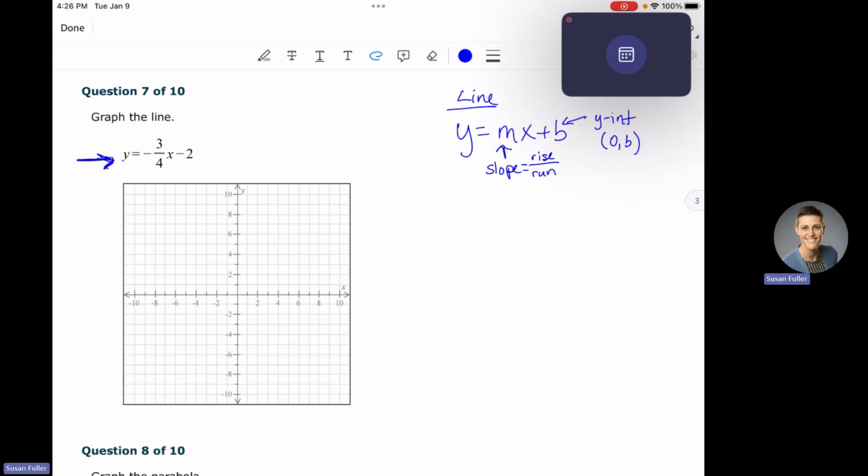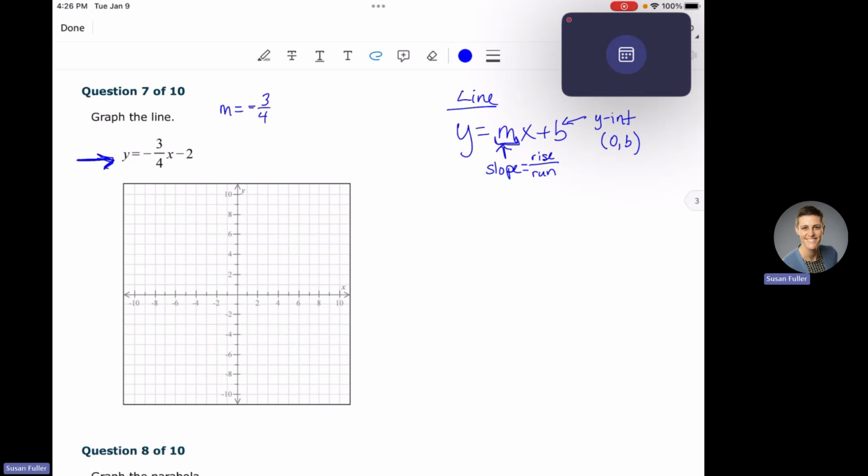Okay, so now let's use that to get the information from this equation. And then once we have the information, we'll remember how to go from having the information to putting that on a graph. So in our equation, y equals mx plus b, our m value, our slope, is the number in front of the x. So our m value here is negative 3/4.